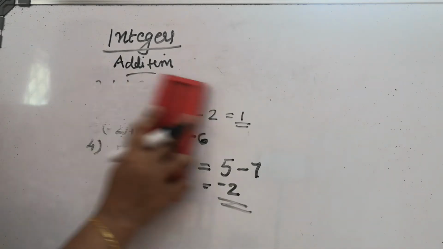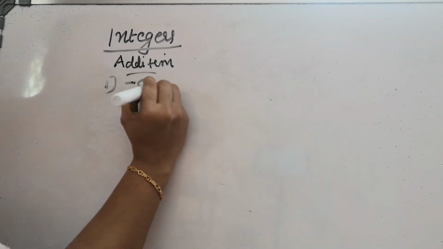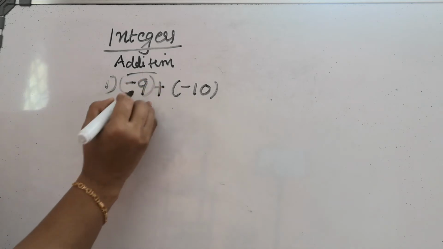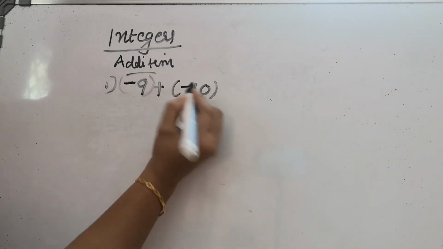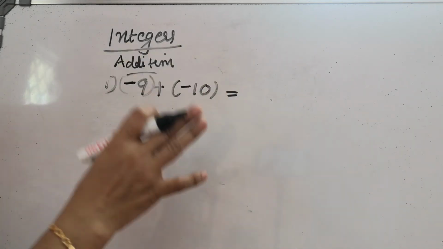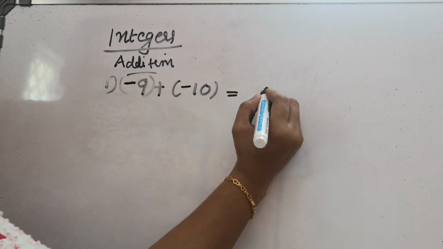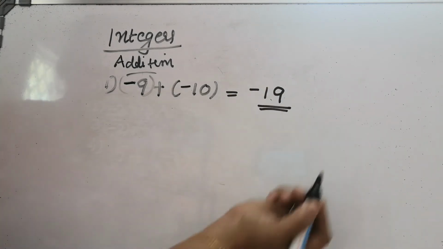So here are more questions for addition. First one, negative 9 added with negative 10. Here 9 and 10 have the same sign, both of them are negative. So we have to add these numbers without using the sign. First you add the numbers without using the sign: 10 plus 9 is equal to 19. Then put the negative sign. So our answer becomes negative 19.